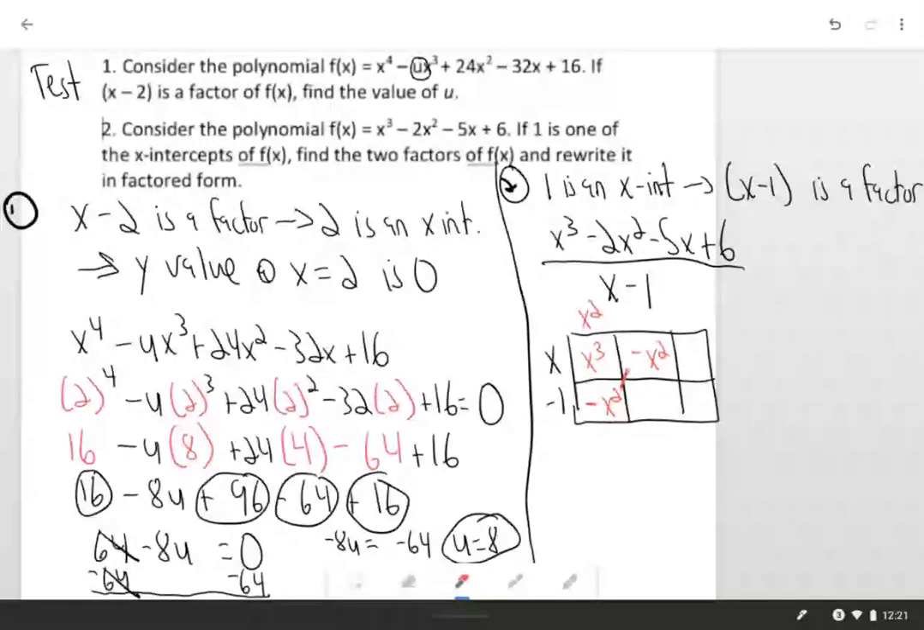For the next column, x times what is negative 1x squared? It's going to be x times negative 1x, right? X times negative 1x is negative 1x squared. And negative 1 times negative x is going to be positive 1x. So I have positive 1x, okay? I need to make it so that I have negative 5x. So that means I need to put a negative 6x here. Why negative 6x? Because negative 6x and positive 1x becomes negative 5x.